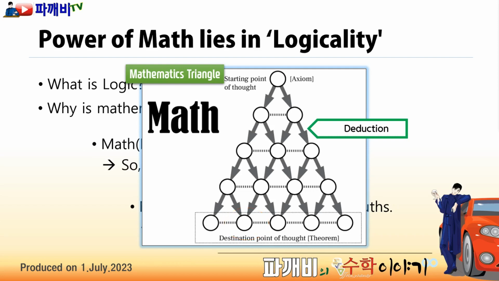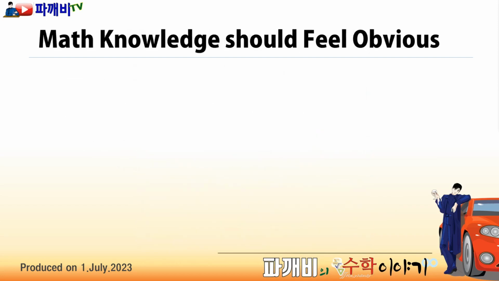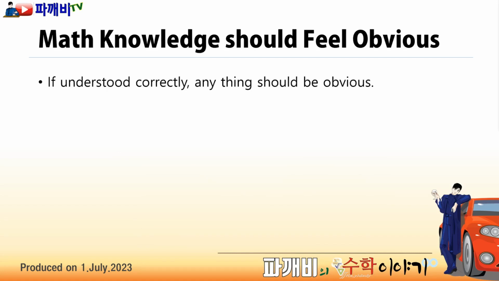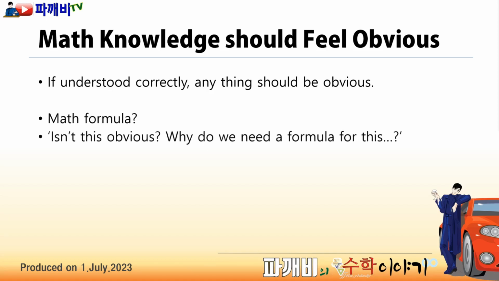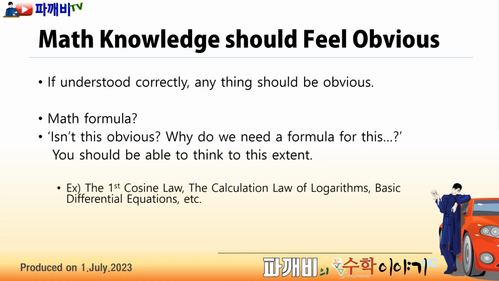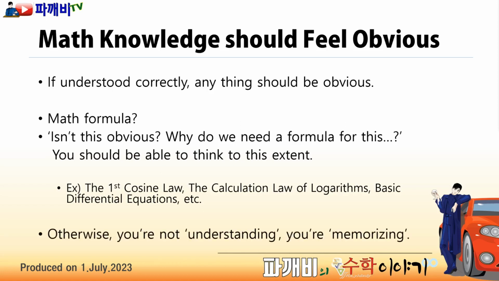Due to the logicality of mathematics, all mathematical knowledge should feel obvious. And if understood correctly, many aspects can become obvious. Take mathematical formulas, for example. If understood well, every simple formula feels like, isn't this obvious? Why do we need a formula for this? You should be able to think to this extent. Examples of this include the first cosine law, log calculation rules, and basic differential equations. If they don't feel obvious, then you haven't truly understood math.